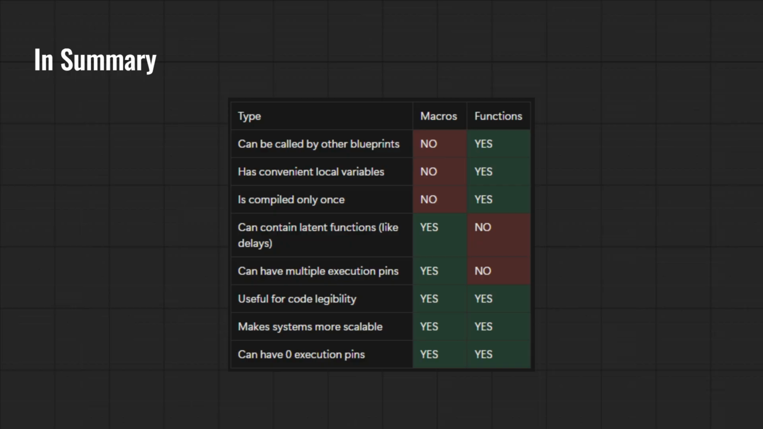Macros can contain latent functions like delays. They can have multiple execution pins, and both macros and functions are useful for code legibility. They make your systems more scalable, and they can have no execution pins if you need that. Efficient game systems are built on the backs of functions and macros, making sure that you have your systems really replicatable and easy to use.